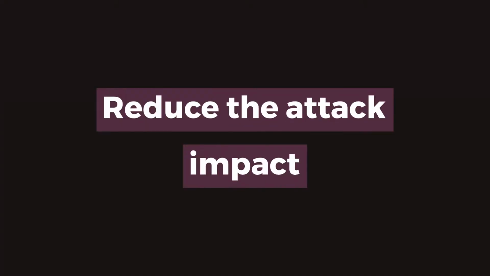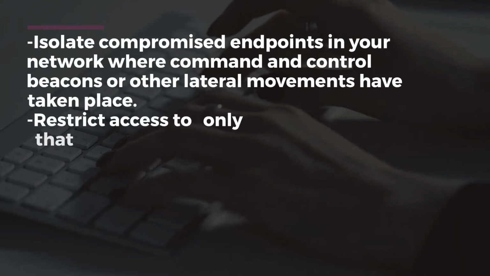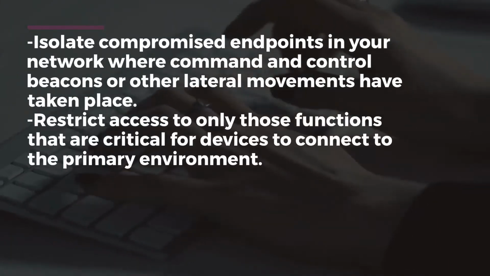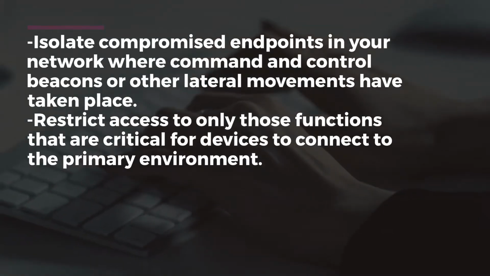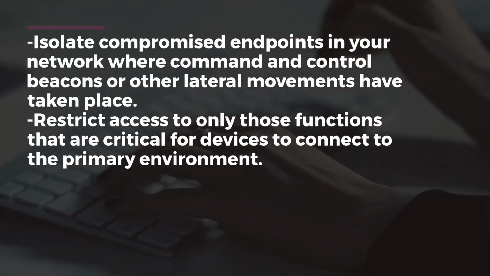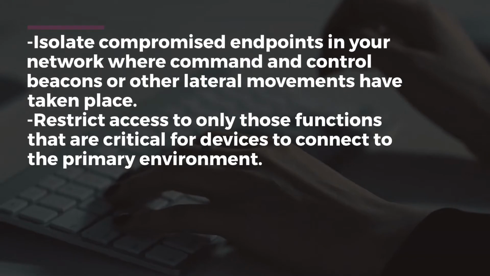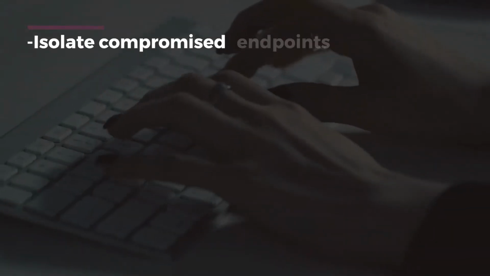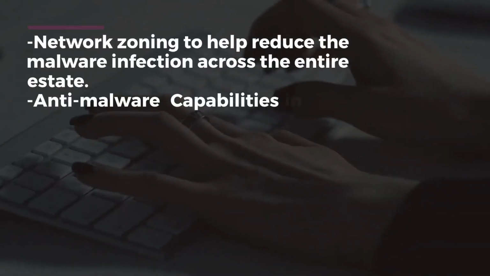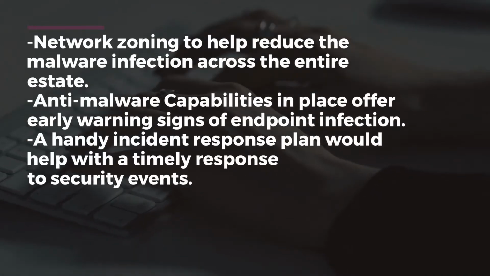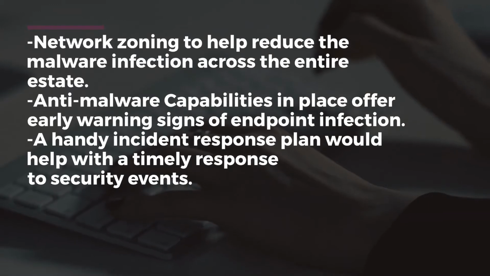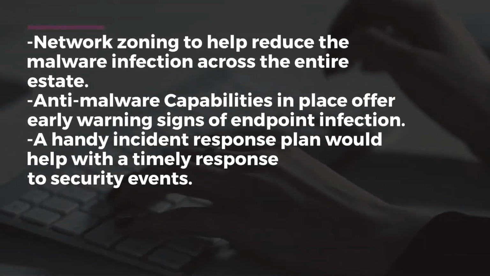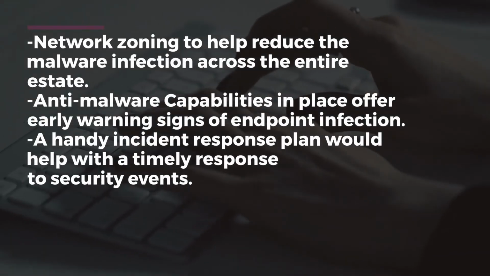Reduce the attack impact. Isolate compromised endpoints in your network where command and control beacons or other lateral movements have taken place. Restrict access to only those functions that are critical for devices to connect to the primary environment. Network zoning to help reduce the malware infection across the entire estate. Anti-malware capabilities in place offer early warning signs of endpoint infection. A handy incident response plan would help with a timely response to security events.